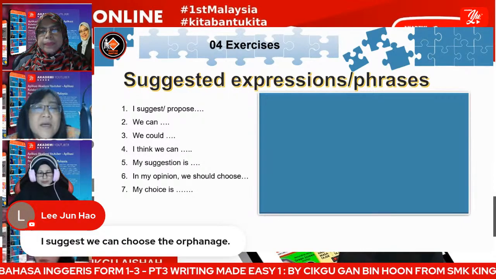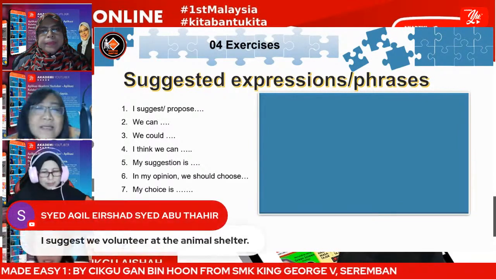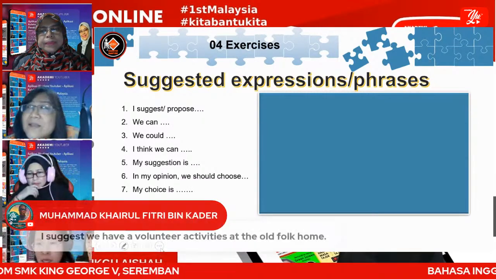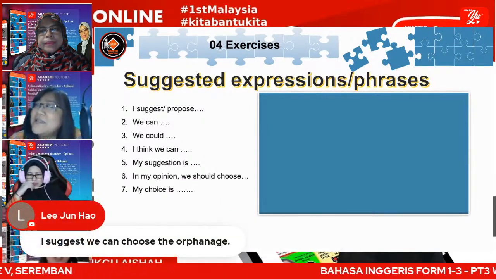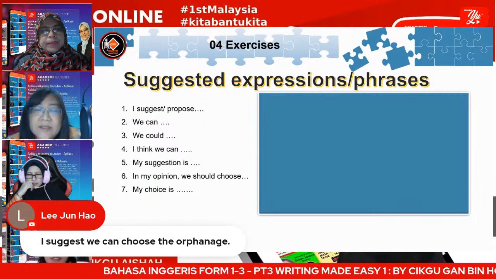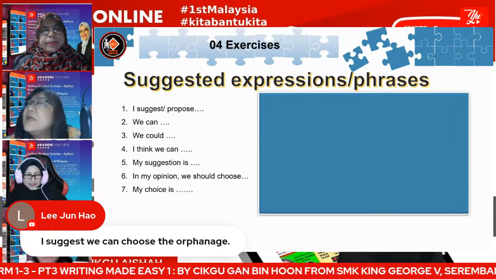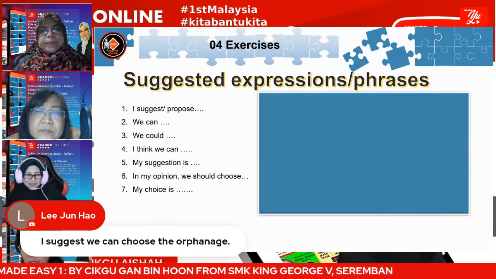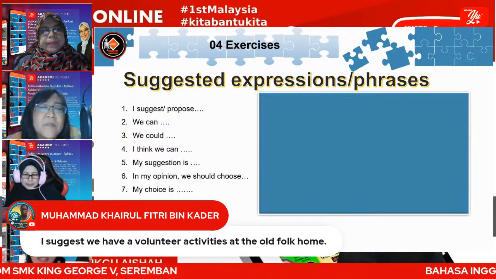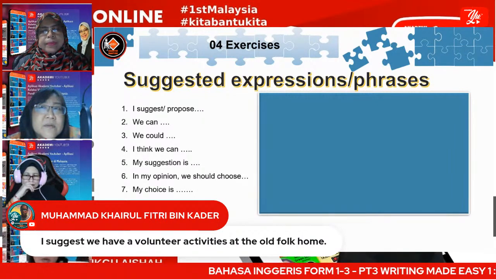So there are 2 students who have tried so far, so good. Okay, what is the sentence that Jung Hao wrote? I suggest we can choose the orphanage. Okay, and then for Muhammad Khairul Fitri, the third student says, I suggest we have a volunteer activities at the old folks home. I think, Khairul, you have a mistake there.